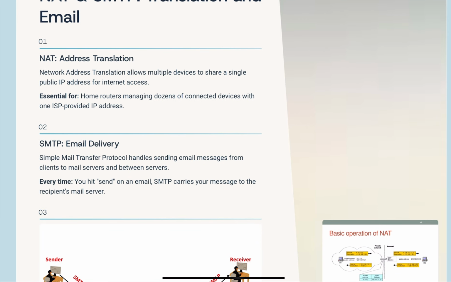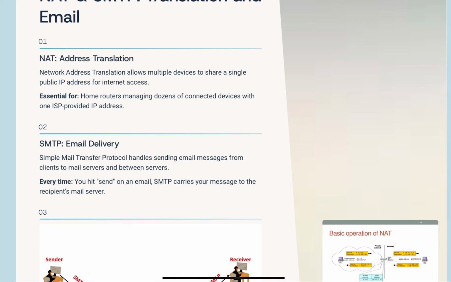NAT, that's called NAT, and SMTP. The NAT just does translation, while the SMTP is just for emails, of course. So what happens here, the Network Address Translation, which is the NAT, allows multiple devices to share a single public IP address for internet access. Maybe you have computer A and computer B. They want to connect to the same server, so it will allow them to connect using the same IP.